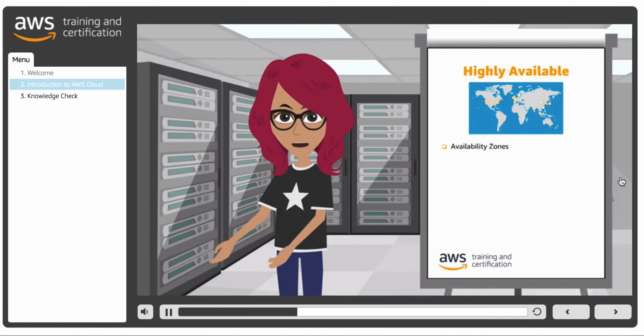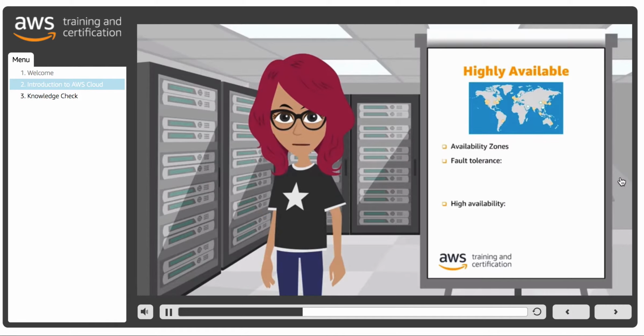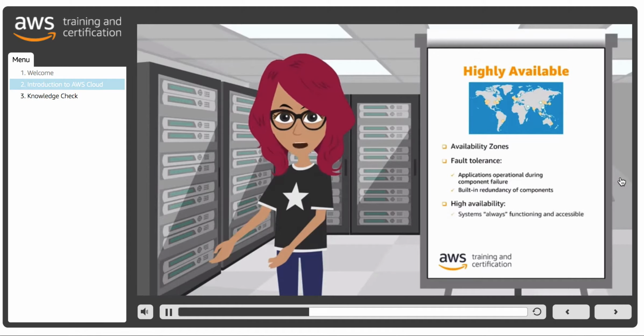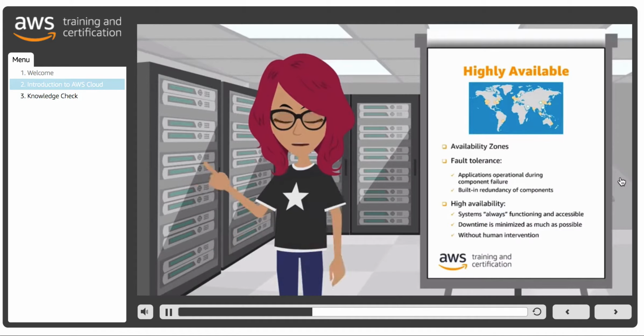Availability zones offer you the ability to operate production applications and databases which are more highly available, fault-tolerant, and scalable than would be possible from a single data center. Fault tolerance refers to the ability for a system to remain operational even if some of the components of that system fail. It can be seen as the built-in redundancy of an application's components. High availability ensures that your systems are always functioning and accessible, and that downtime is minimized as much as possible, without the need for human intervention.